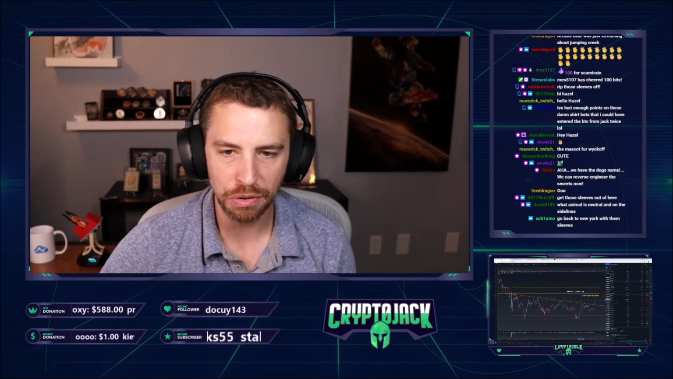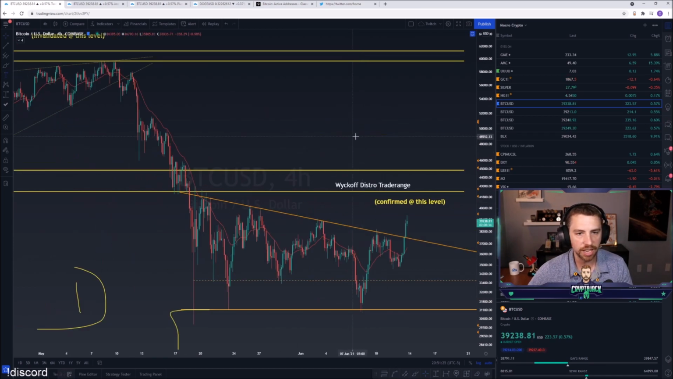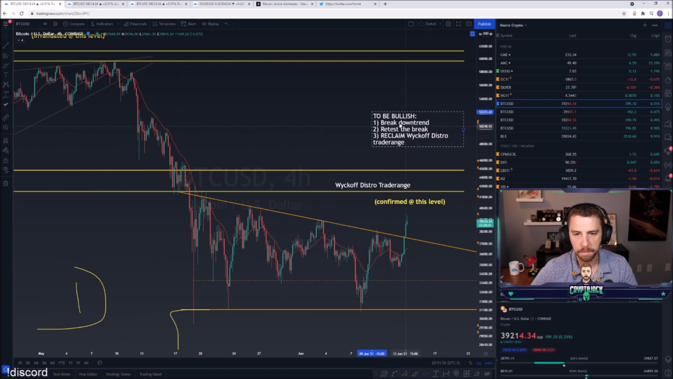We just took a huge step into going bull again. Let's flip to the charts real quick. There's three things. Let's make a little text box to be bullish. 1, break downtrend. 2, retest the break. 3, reclaim Wyckoff distro trade range. All right, these are my big rules.